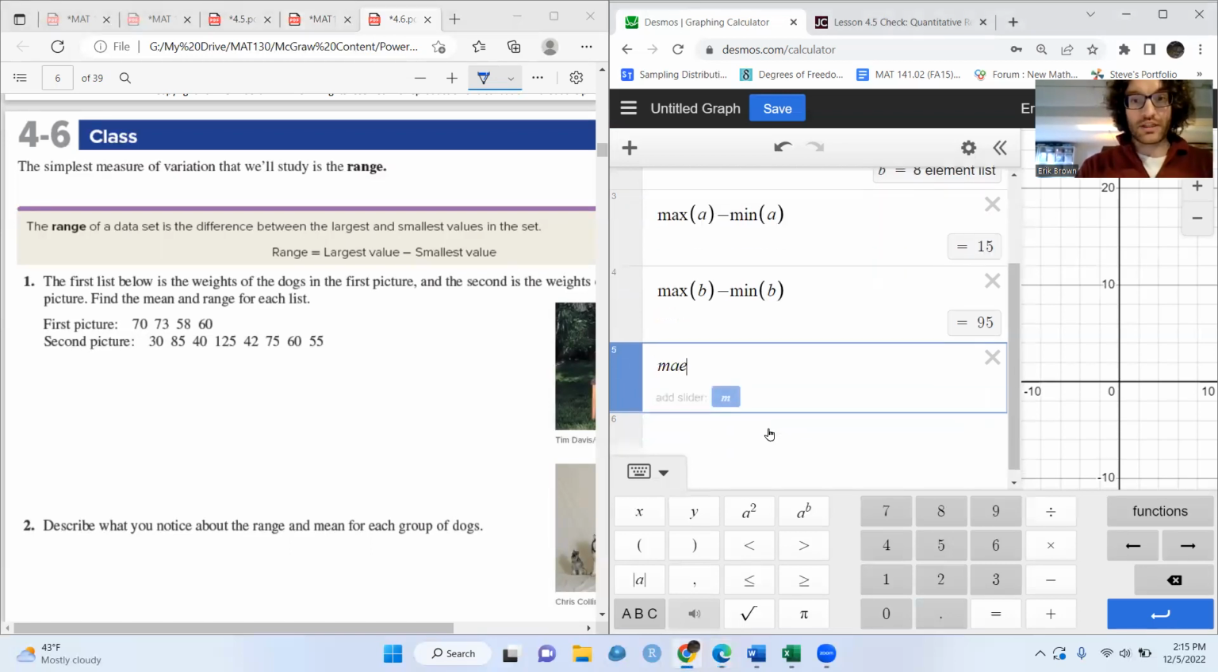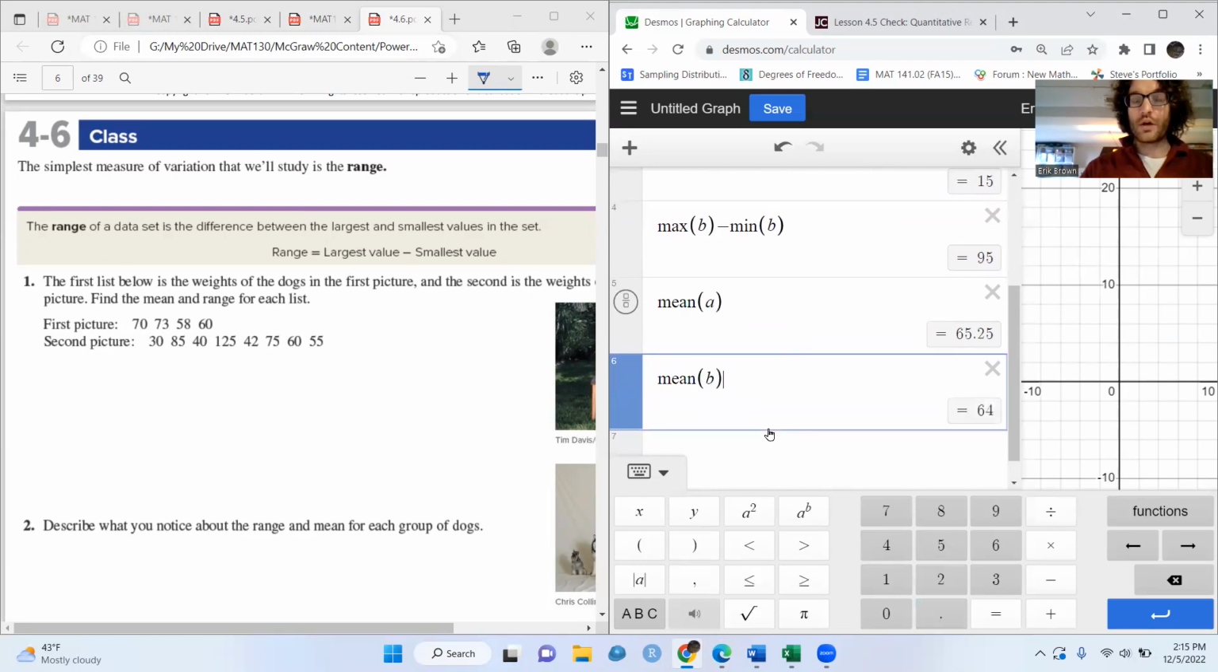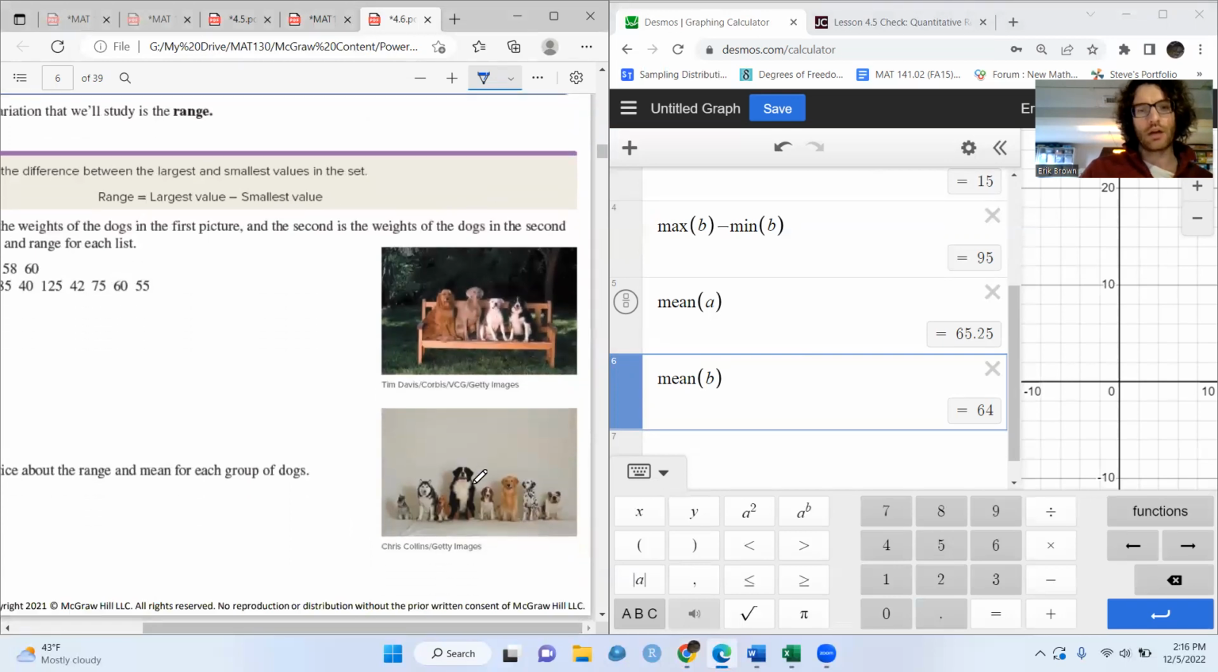Now, our author also told us to calculate the mean of each, and look at that. Notice the means are very similar. The measure of center for each of these is almost exactly the same, 64 pounds or 65.25 pounds. But the range, or the spread, is quite different. It should be obvious when we look at the two pictures: we've got a really heavy dog here and a really light dog here, whereas here these are all fairly heavy dogs.